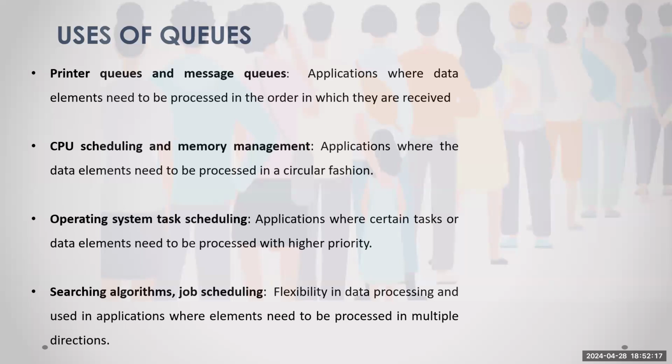Next, we have operating system task scheduling. These are applications where certain tasks or data elements need to be processed with higher priority. Task scheduling manages the execution of the tasks or processes, so it determines which task should be executed first by the CPU. Obviously certain tasks will have higher priority and certain tasks might have a lower priority. So that's how queues are used in task scheduling as well.